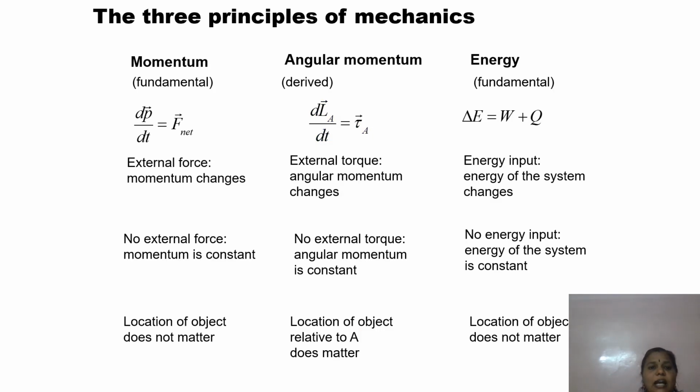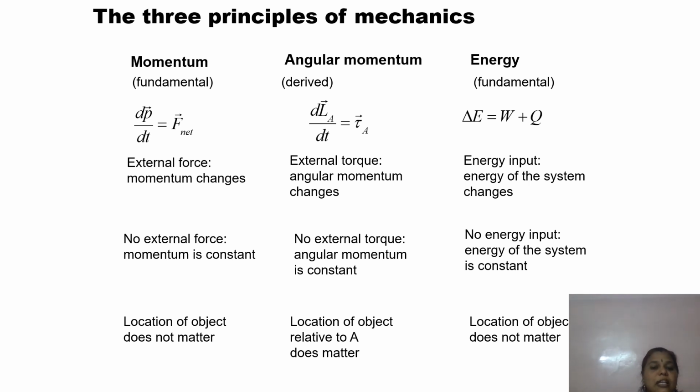Here there is a good comparison between momentum and angular momentum, which can also be correlated with energy. The net force acting on the system is nothing but the rate of change of momentum. If the momentum changes, it is due to the net force acting on the system. What happens to the angular momentum? If the angular momentum changes, it results from a torque on the system. If there is no external force, the momentum remains constant. And if there is no external torque, the angular momentum remains constant.